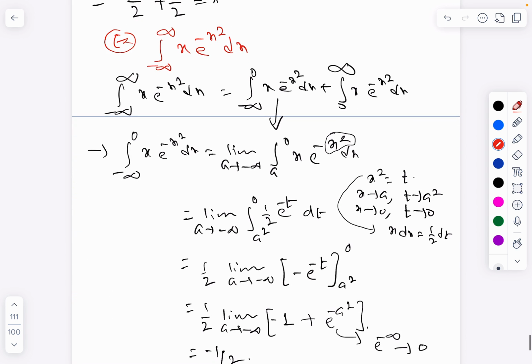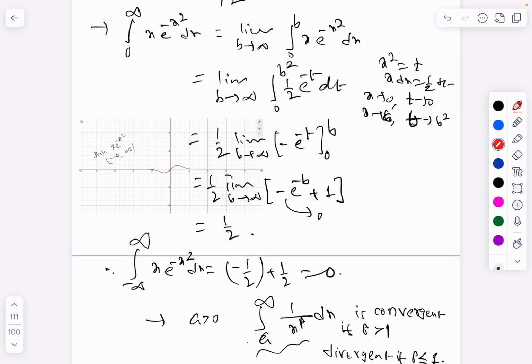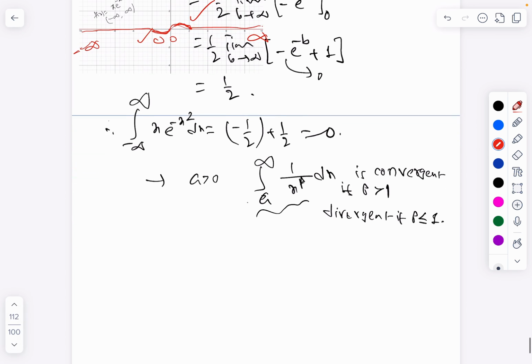In the same way, take x e power minus x square from minus infinity to infinity. The graph of x e power minus x square from minus infinity to infinity looks like this. Here we have minus infinity to 0 and 0 to infinity. This area is negative, this area is positive, but it is the same area, and then we get the answer as 0.